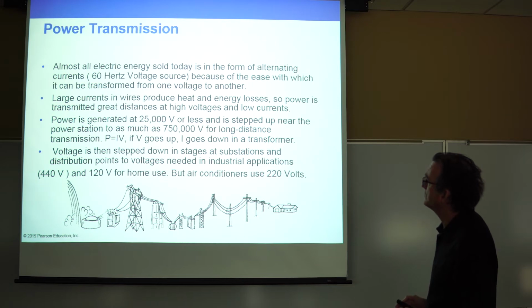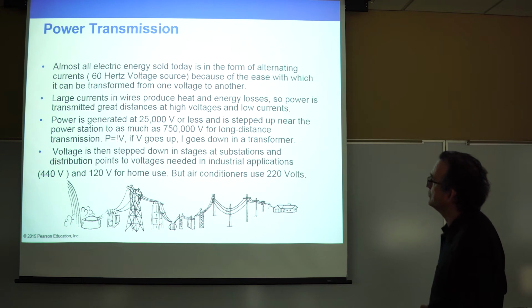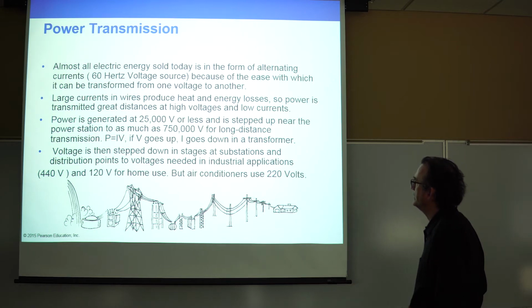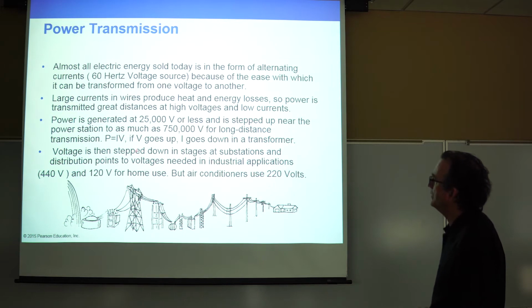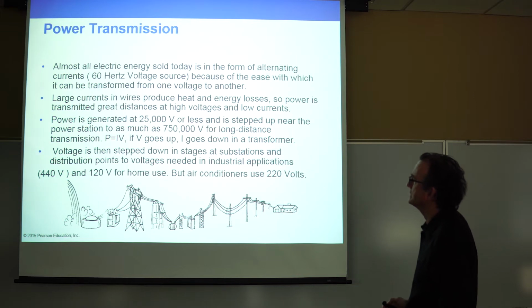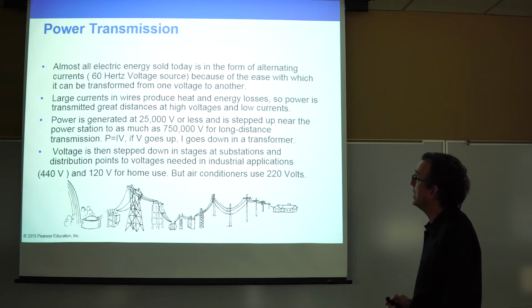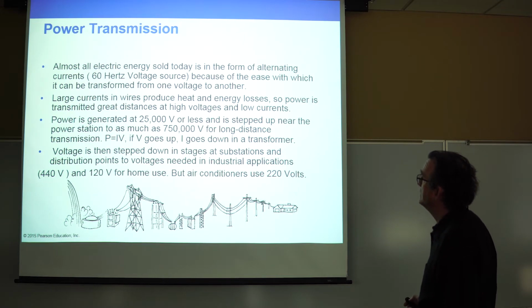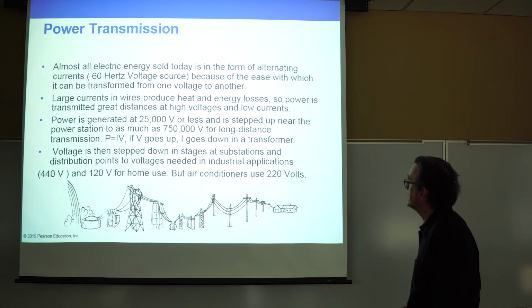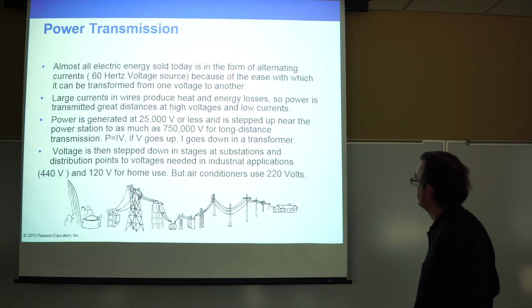But this is generally what we have. Now, one of the reasons why we transmit the electricity at high voltage is that power is equal to current times voltage. I think we discussed this in the previous chapter, but if we want a lot of power, we can either deliver it as a lot of voltage or as a lot of current. The problem with delivering large currents is that in wires, this produces heat and energy loss. So the power that is transmitted a long distance away is going to be quite a bit less by the time it reaches your home.